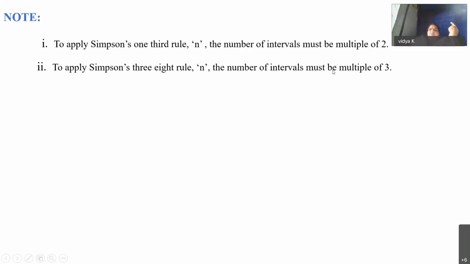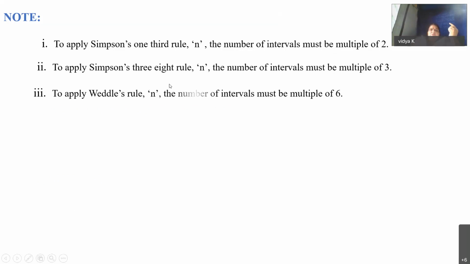If n is a multiple of 3, then you can use the 3/8 rule. Suppose n is 6, you prefer Weddle's rule rather than Simpson. Suppose n is 9, prefer Simpson's rule. If n is 12, prefer Weddle's rule. So these are the conditions for applying those rules. Because 9 is a multiple of 3 only, so prefer Simpson's 3/8.